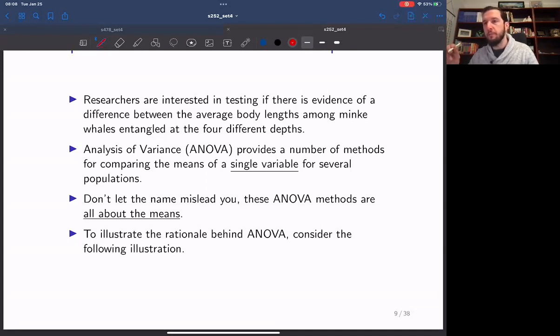Again, the name of the procedure can be misleading because we are using the variations to make a statement about the means. So analysis of variance uses variances from the populations that we are studying in order to compare the means of those same populations. So these tests are about population means, hence the description of them being an extension of the 2-sample t-tests. All right, so the question is, we're going to analyze variances to make a statement about population means. How would this work and why does this work?